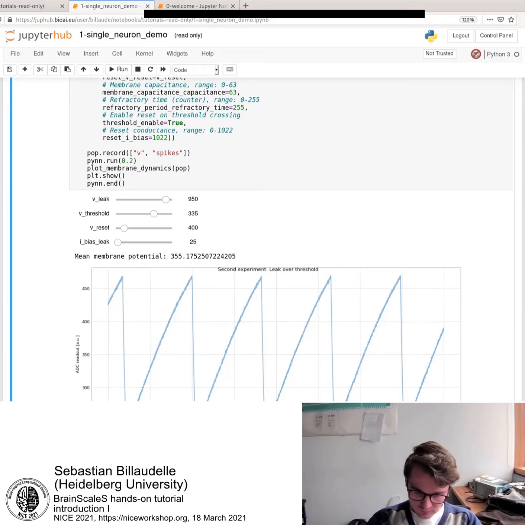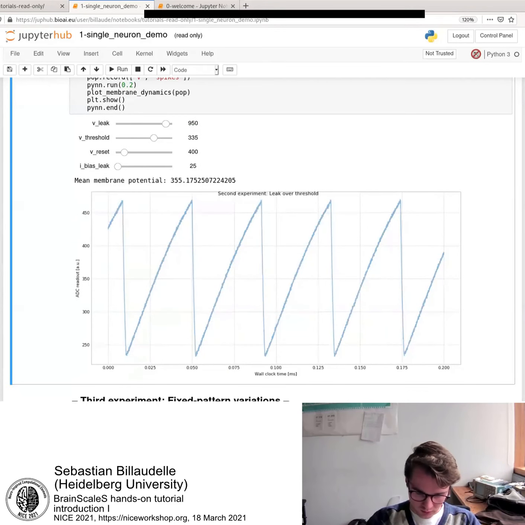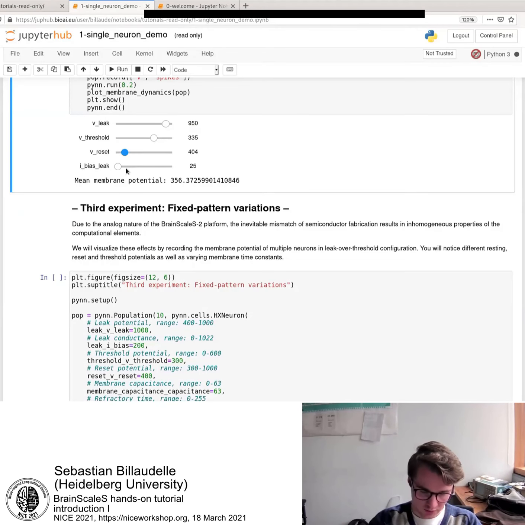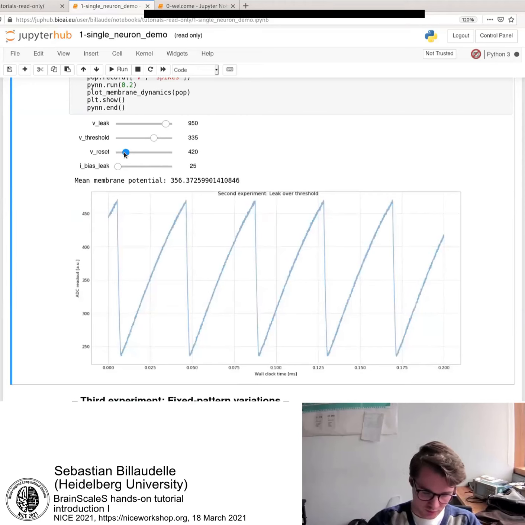I mean, you can always also try to change these parameters only in very small, low increments, and you will see that this is completely asynchronous, right?